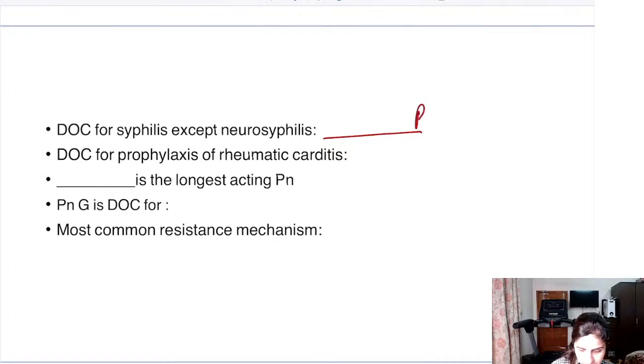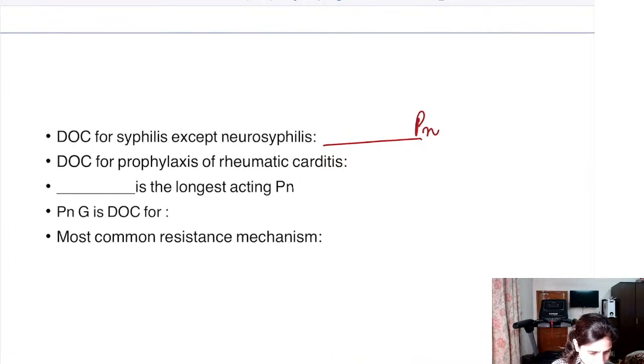Dash penicillin, which one? Yes, very good. Benzathine penicillin. So benzathine penicillin is the drug of choice for syphilis except neurosyphilis. The drug of choice for prophylaxis of rheumatic fever is again benzathine penicillin. The longest acting penicillin is again benzathine penicillin.